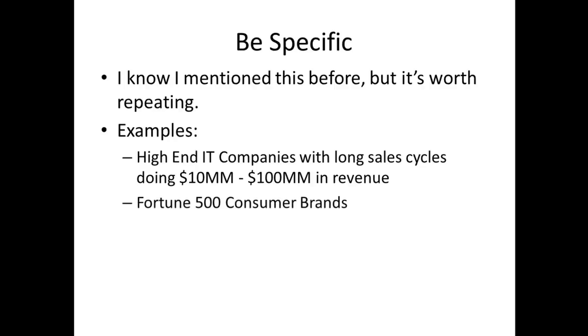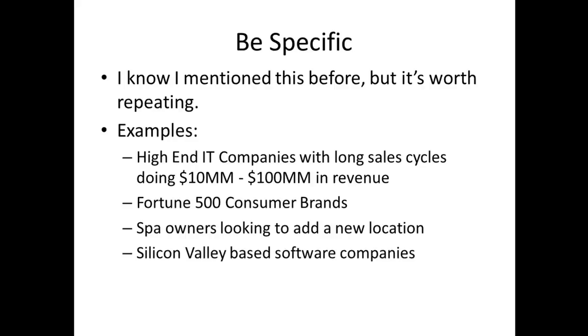Another specific client profile is Fortune 500 consumer brands. Right? There's only about 250 of them, because you have to figure maybe the other 250 are business brands. But the Fortune 500 consumer brands, very specific niche. Spa owners looking to add a new location. Actually, I would probably even break this down further and make it more specific. Something like female spa owners looking to add a new urban location. Again, very specific. I know exactly where to find that person. Silicon Valley based software companies. I'm getting specific here in terms of location because I know exactly where those Silicon Valley based software companies are located, right? Silicon Valley.